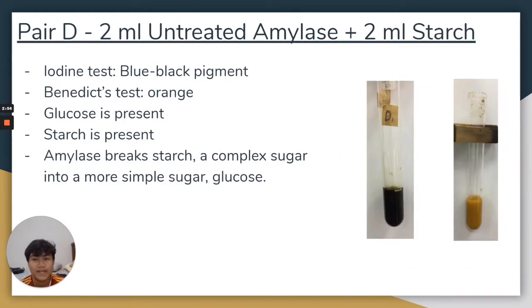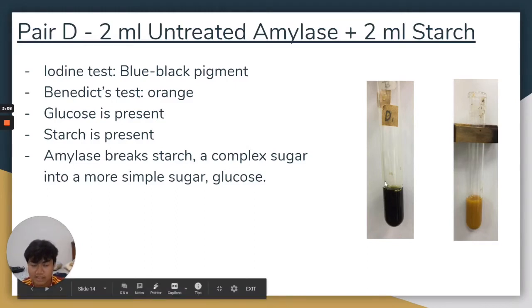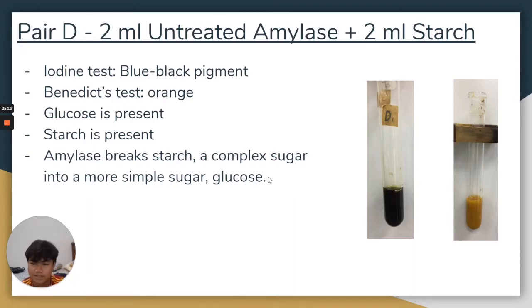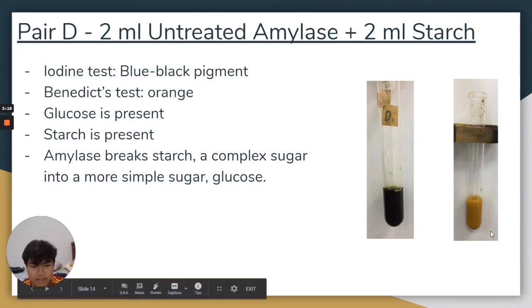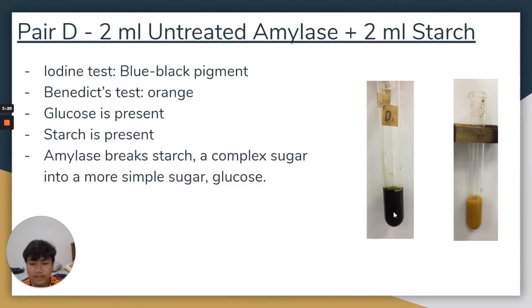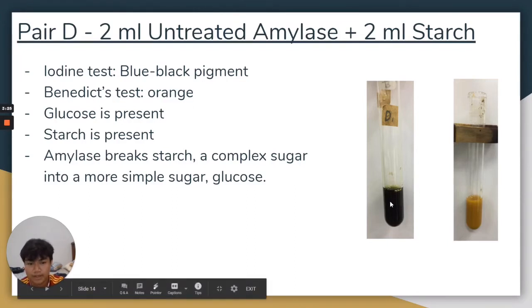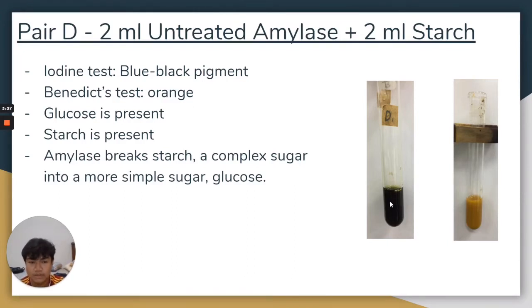So for pair D, 2 milliliters of untreated amylase and 2 milliliters of starch is used. In the iodine test, it turns into a blue-black pigment, and in the Benedict's test, it turns orange. So from here, you can infer that glucose is present and starch is present. Amylase breaks down starch, a complex sugar, into a simpler sugar, glucose. That's why it turns orange, while there's still some starch left, as the digestion hasn't completely taken place. That is why even after the water bath, when iodine is added, it still turns blue-black.